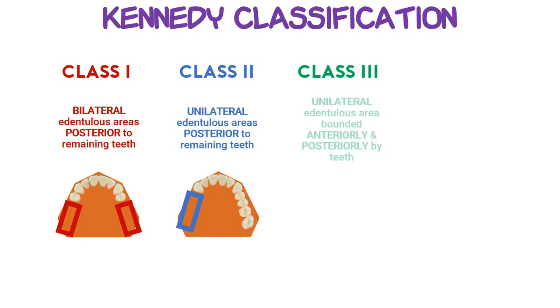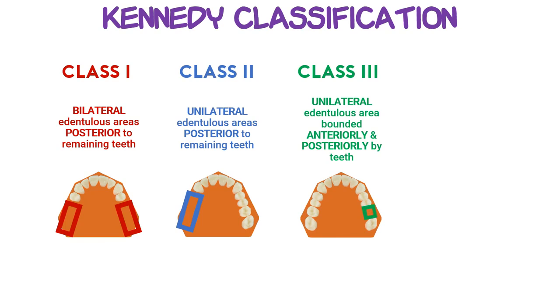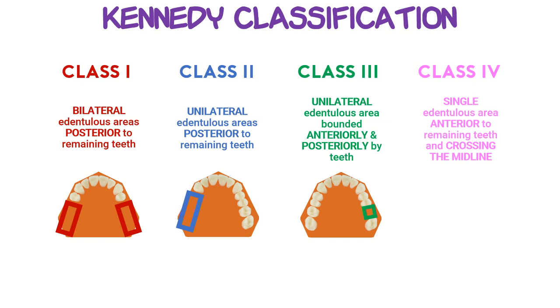Class 3 is unilateral edentulous area that's surrounded by teeth, both on the anterior and posterior. Class 4 refers to a single edentulous area anterior to the remaining teeth and crossing the midline. Okay, so far so good. When attempting to classify a partial edentulous arch, there are a number of rules to abide by. These rules are called the Applegate Rules.